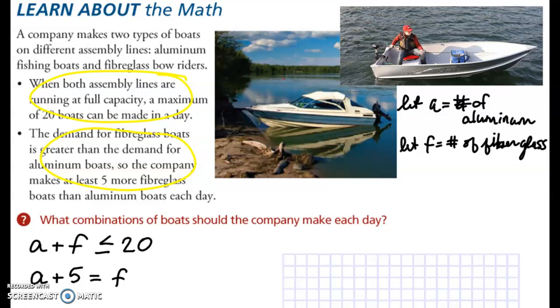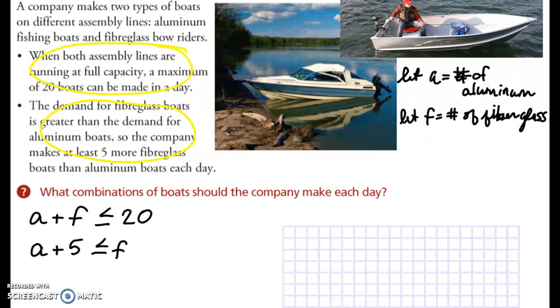Now, we know we're not asked to make an equation. We want an inequality. So I'm now going to erase the equal sign. Having the equal sign there, though, helps us in writing that inequality. Now, we need to make at least 5 more. So the fishing has to be greater than the aluminum plus 5.